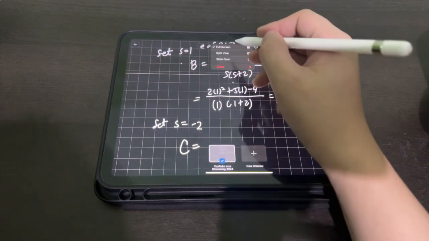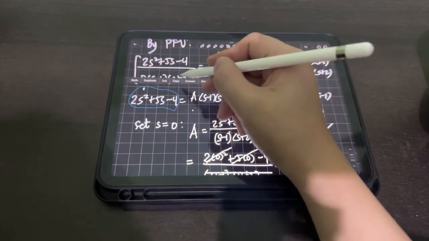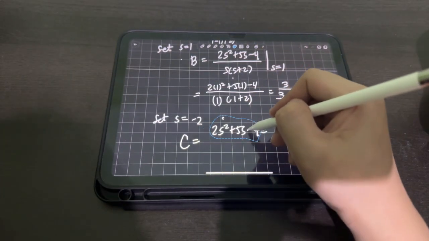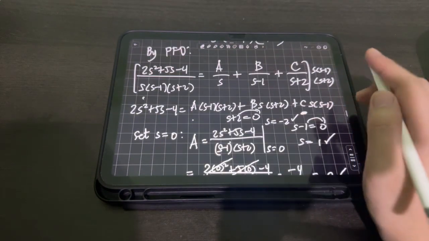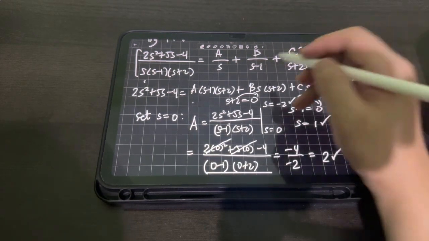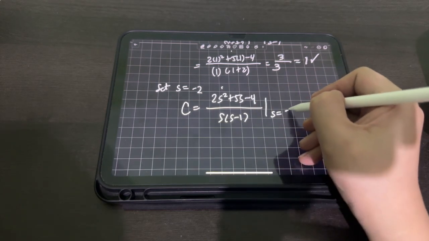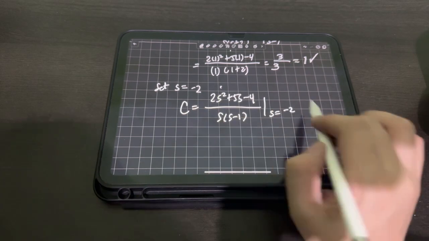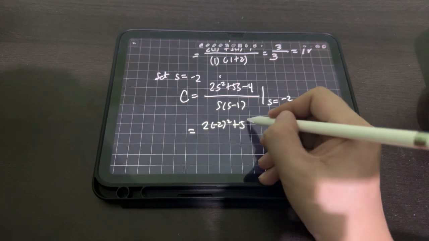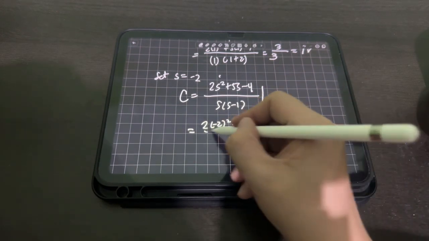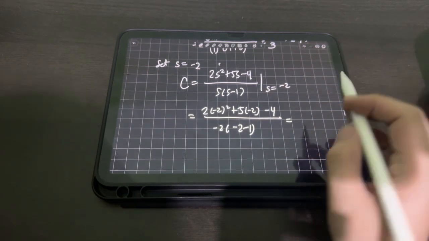Again, equal to the expression on the left side, copy. That will be the numerator. Then over the coefficient of C here, which is S times S minus 1. Then evaluate this at S equal to negative 2. Replace every S with negative 2. So we have 2 times negative 2 square plus 5 times negative 2 minus 4 divided by negative 2 times negative 2 minus 1.